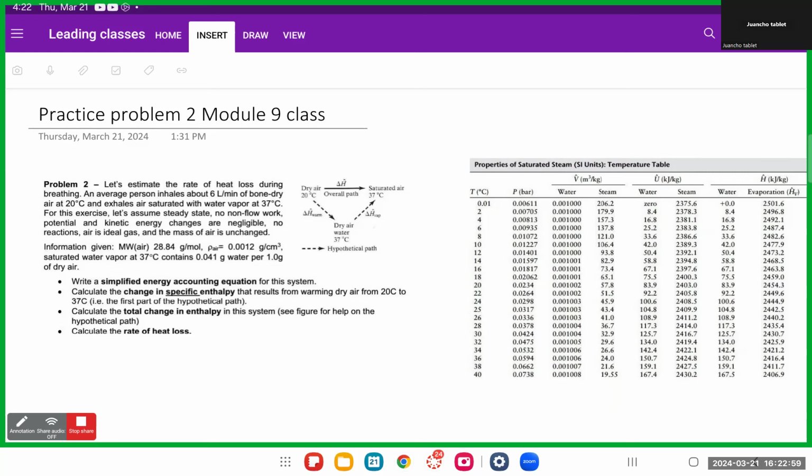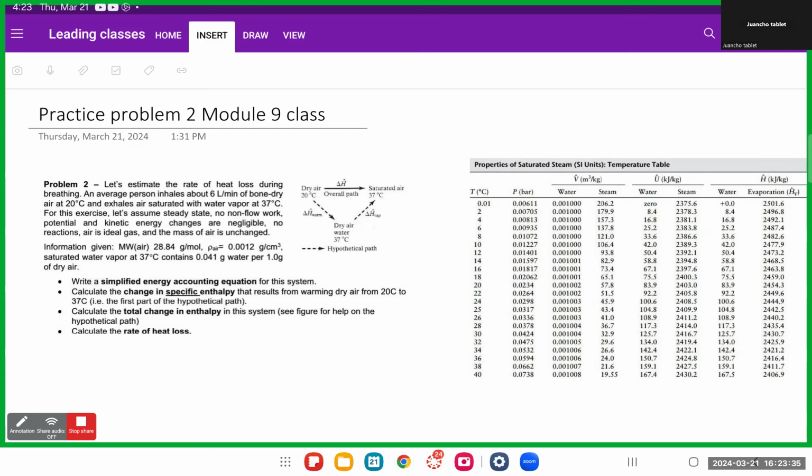So let's see now what the problem statement says. Let's estimate the rate of heat loss during breathing. Okay. Good. An average person inhales about 6 liters per minute of bone dry air. So no water, 20 degrees Celsius, and exhales air saturated with water vapor at 37 degrees Celsius. So whatever our normal temperature is. For this exercise, let's assume steady state, no flow work, potential and kinetic energy changes are negligible, no reactions, air is an ideal gas, and the mass of the air is unchanged.